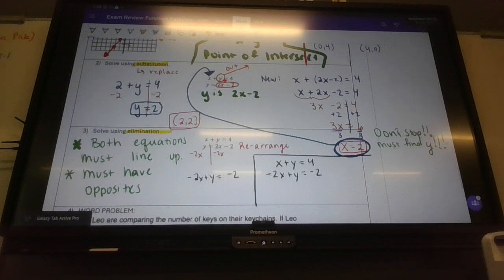So what do you guys want to do? You want to multiply the top by 2? Or do you want to do the bottom by negative 1? Raise your hand if you want to do the top by 2. Raise your hand if you want to do the bottom by negative 1. Yeah, negatives are a little bit scary. Same. All right, so let's multiply the whole top by 2.